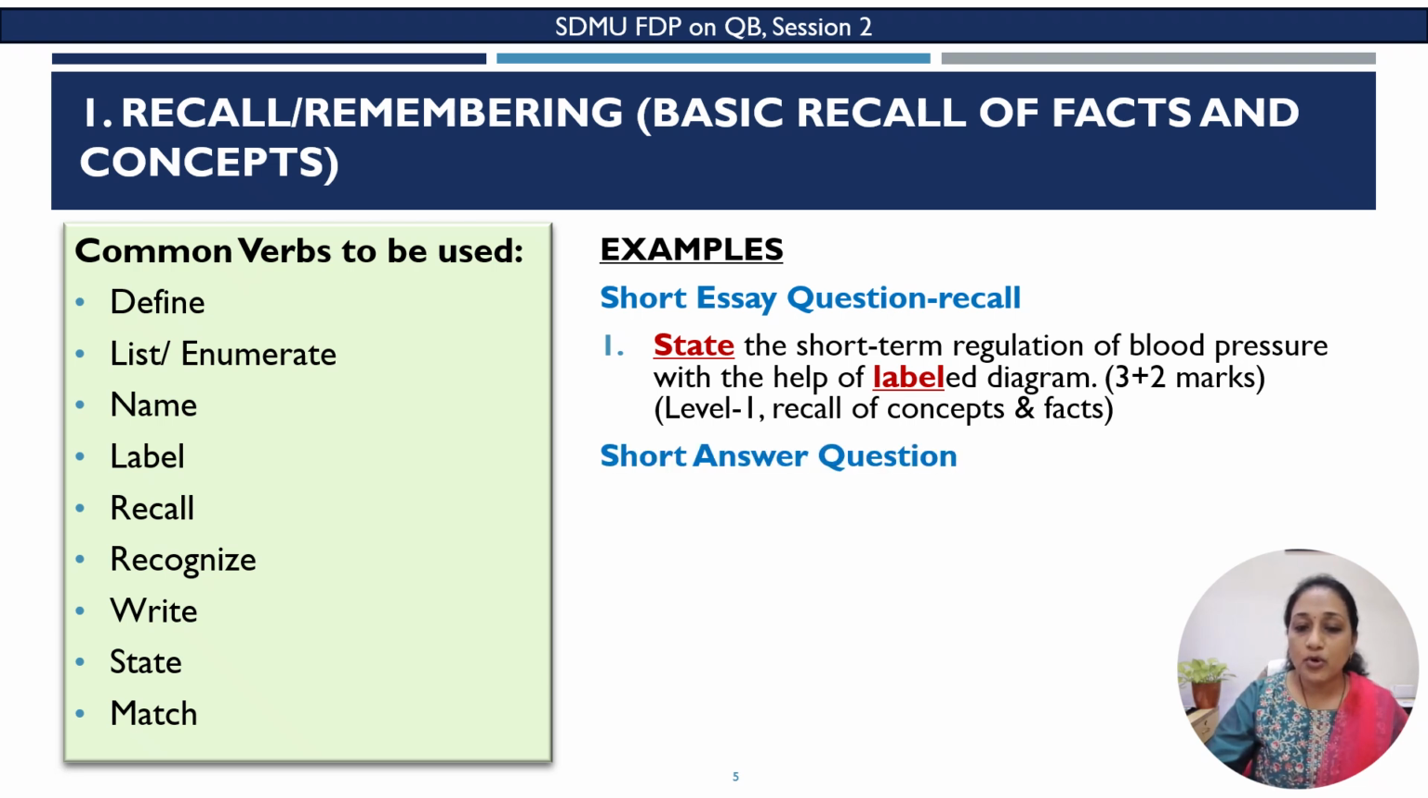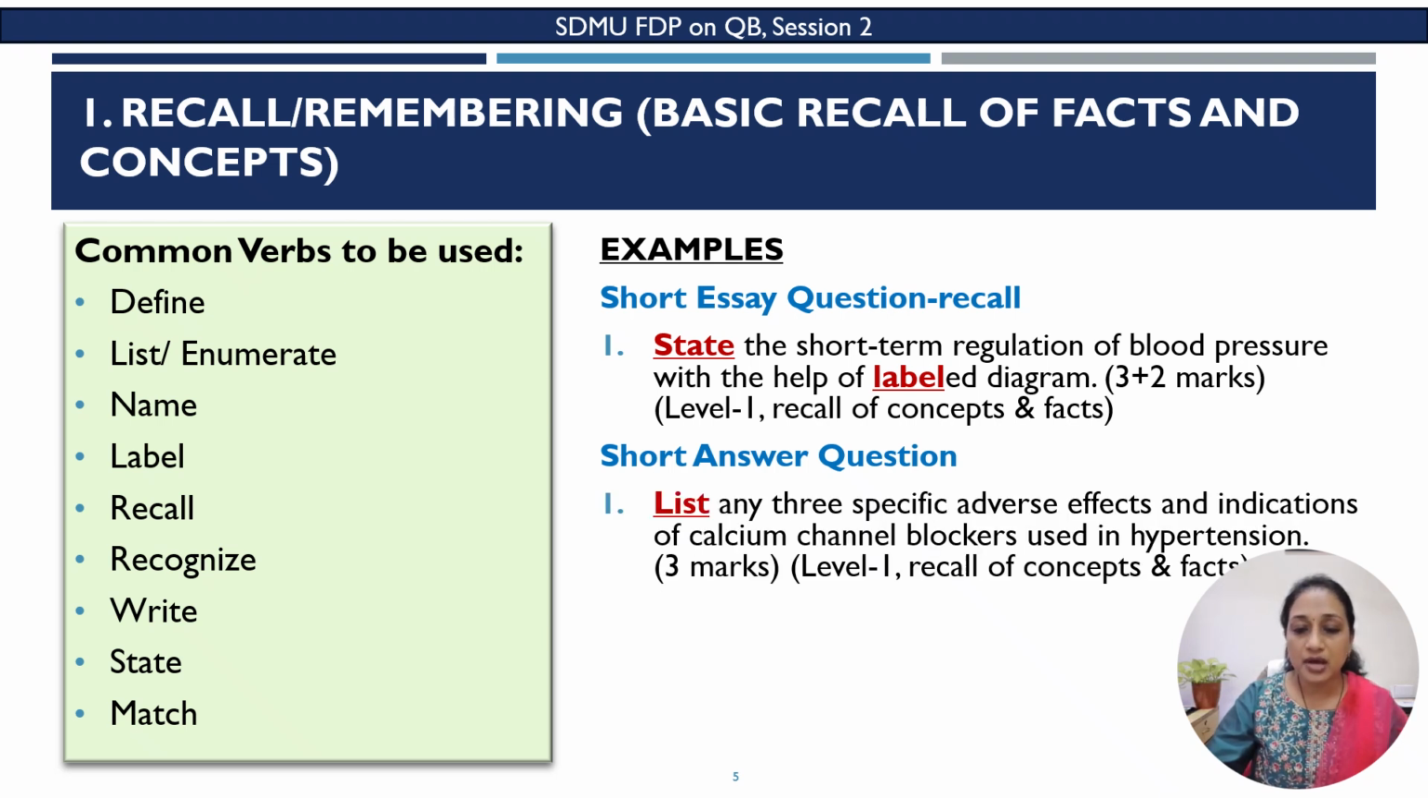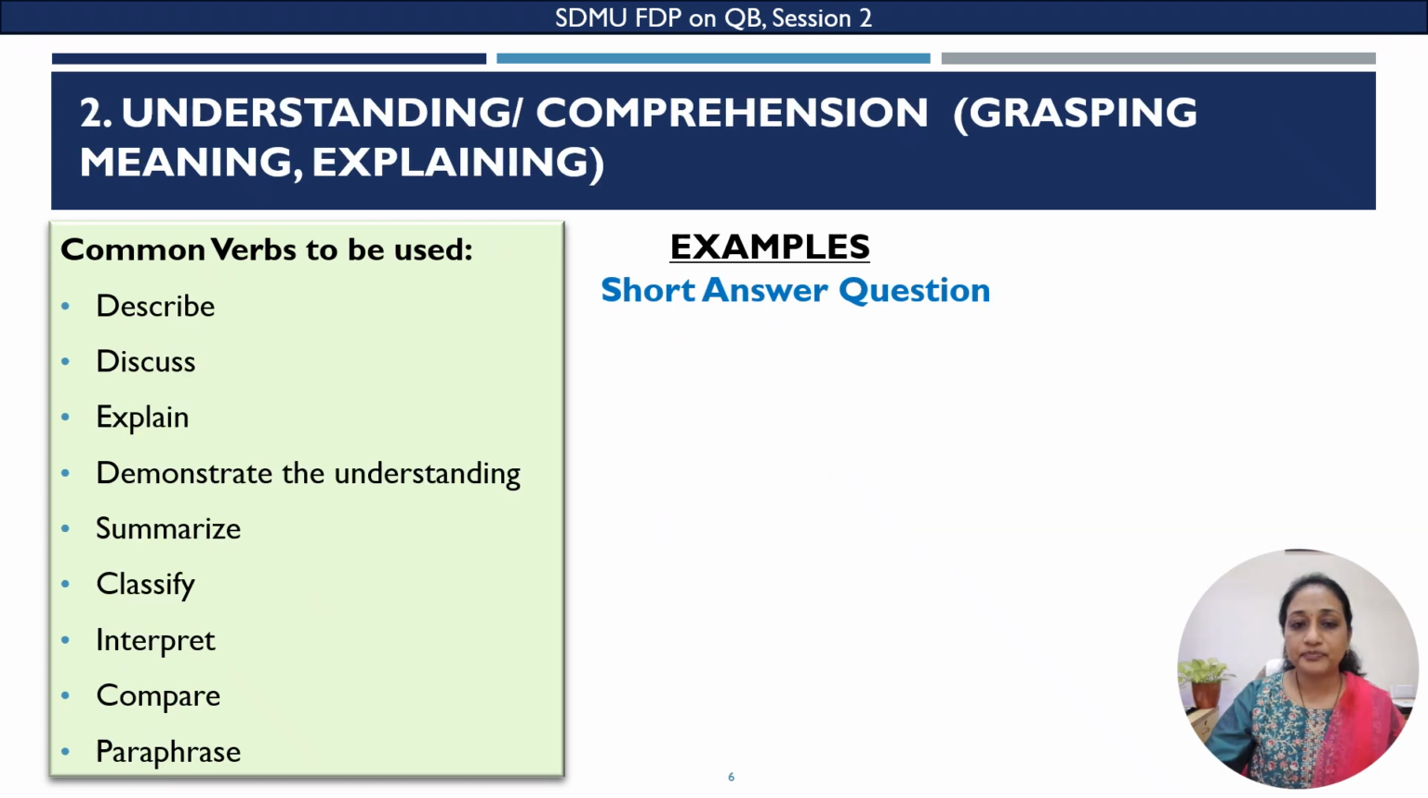We can frame more questions in level 1, for example, in the form of a SAQ or a short answer question. It's a 3-marker question. You can see the use of verb list. List any 3 specific adverse effects and indications of calcium channel blockers used in hypertension. The 3-marker at level 1, where a student is expected to recall the concepts and facts learned and list them as an answer. So this is a basic level, the level 1 of cognitive domain.